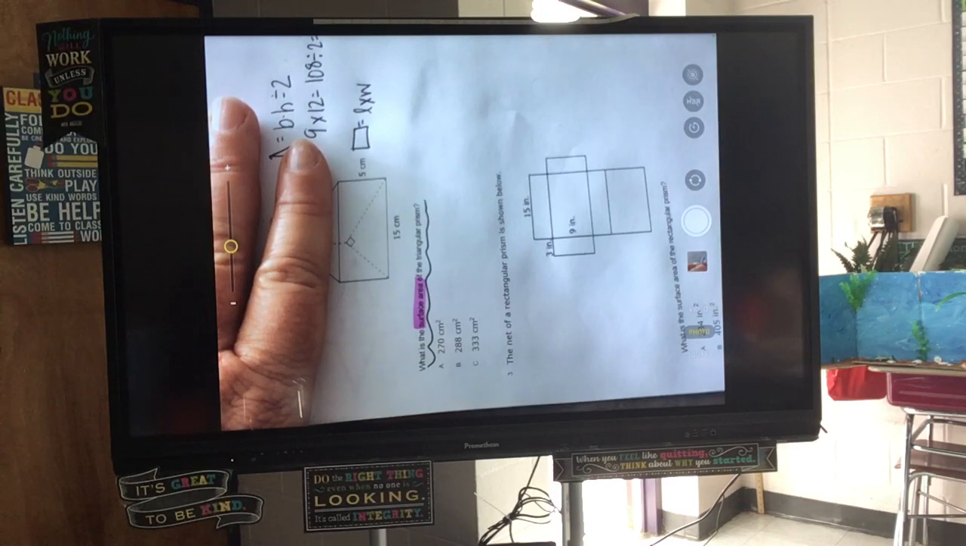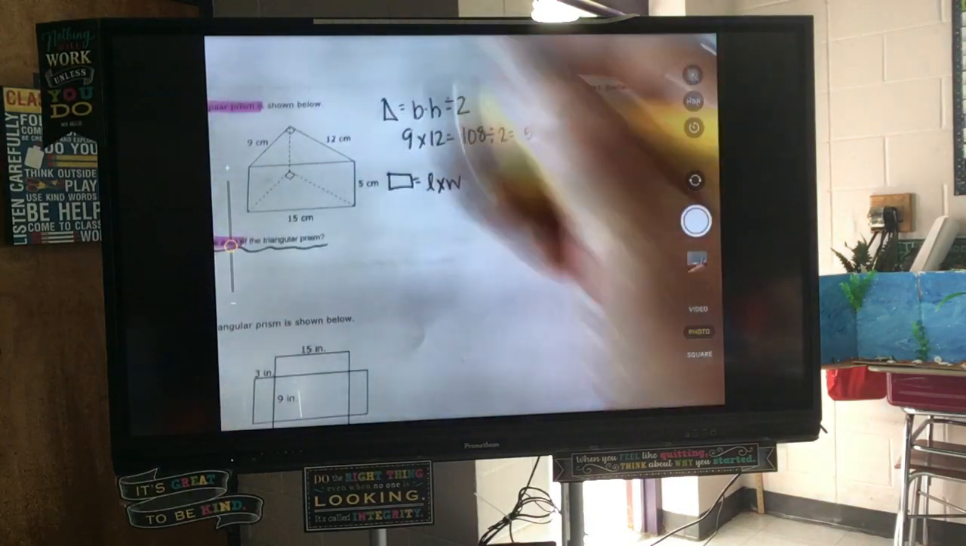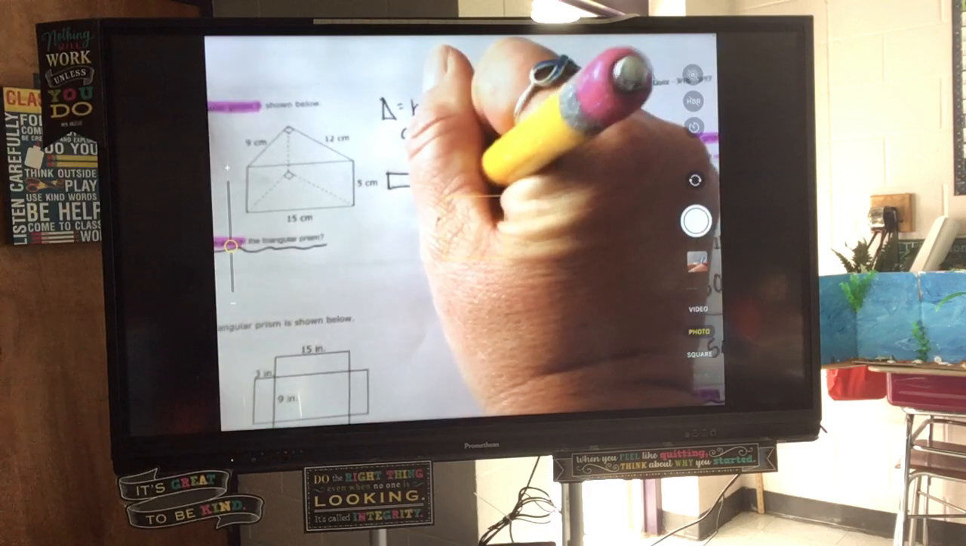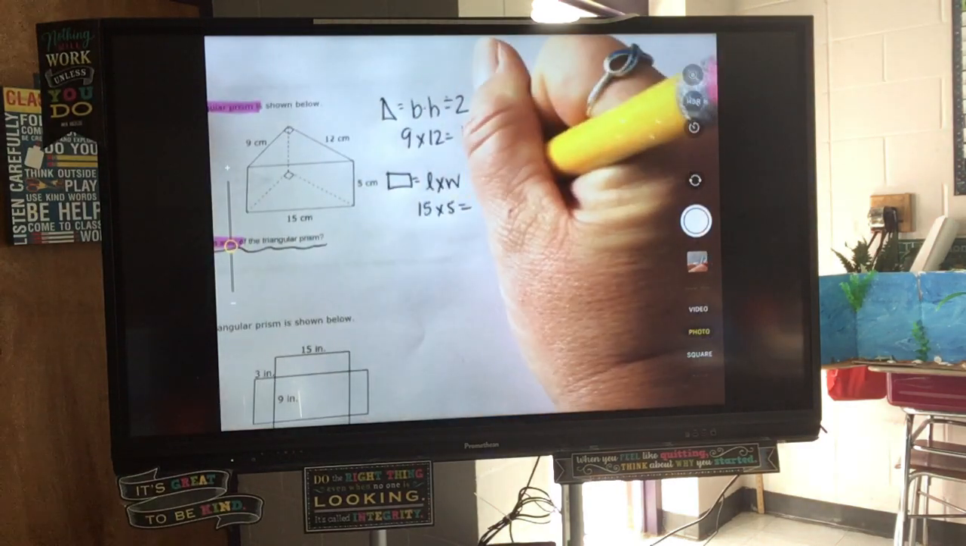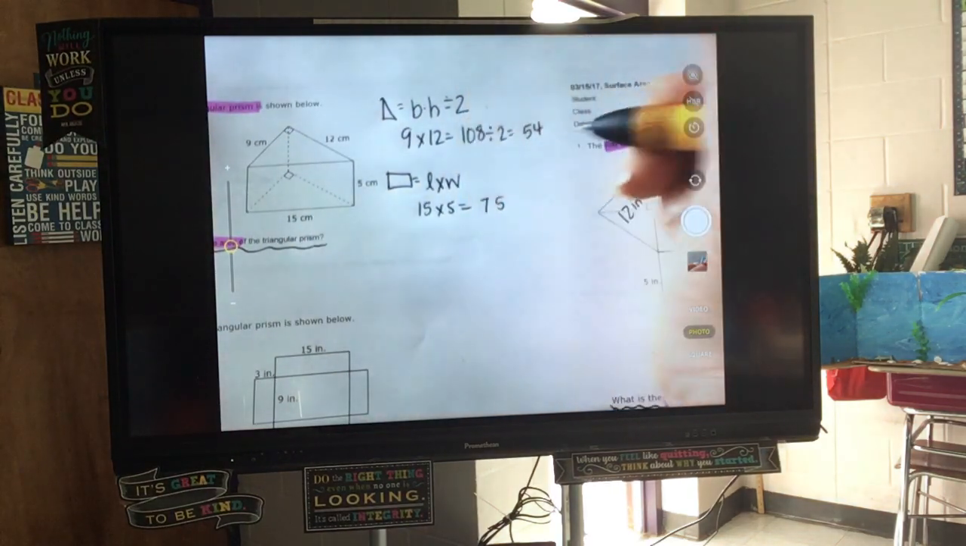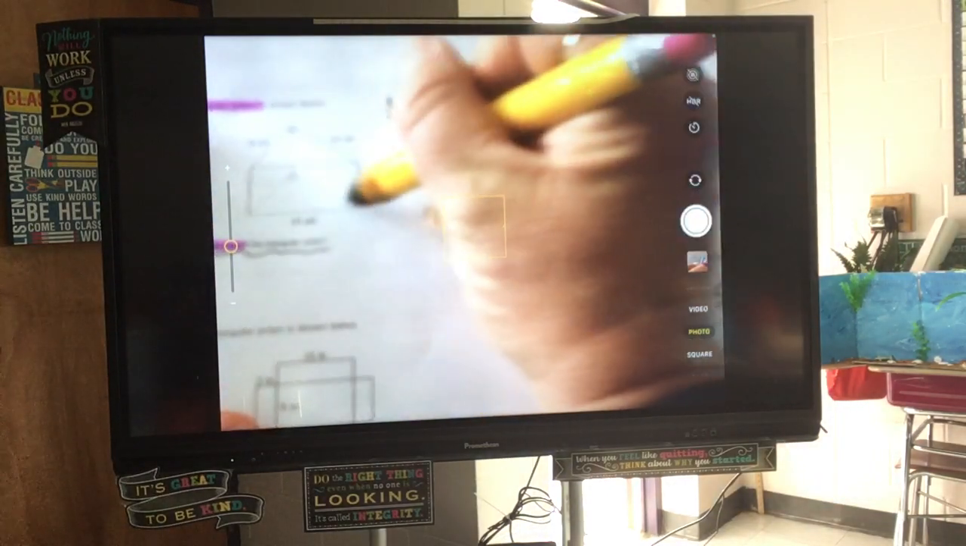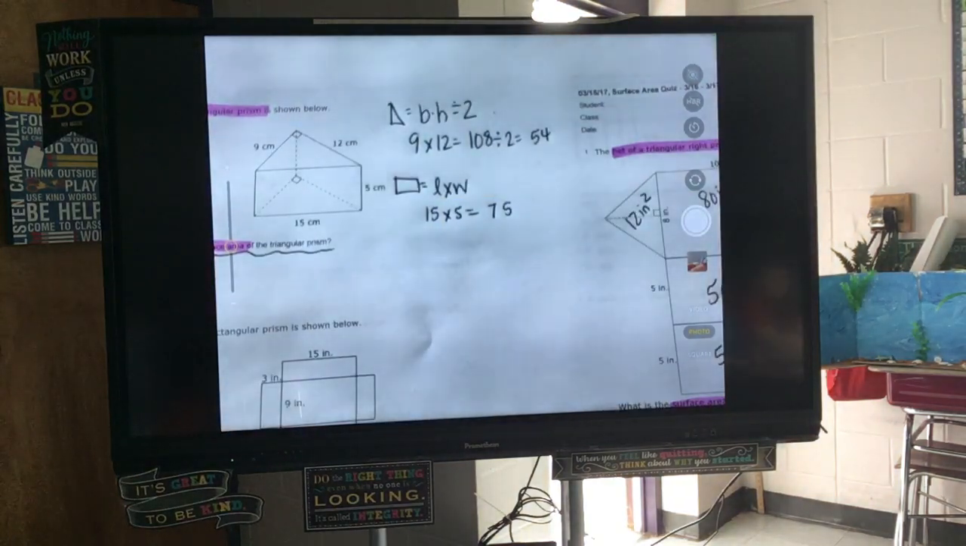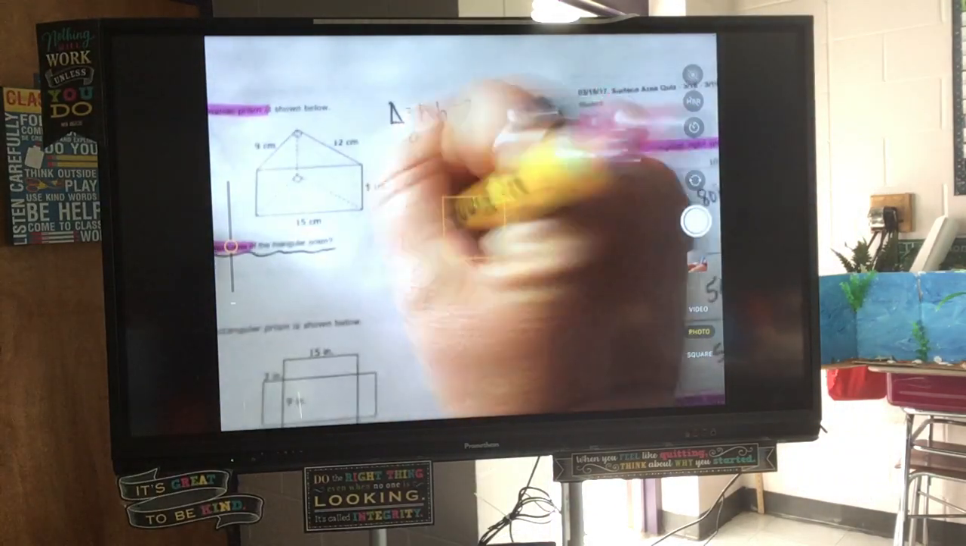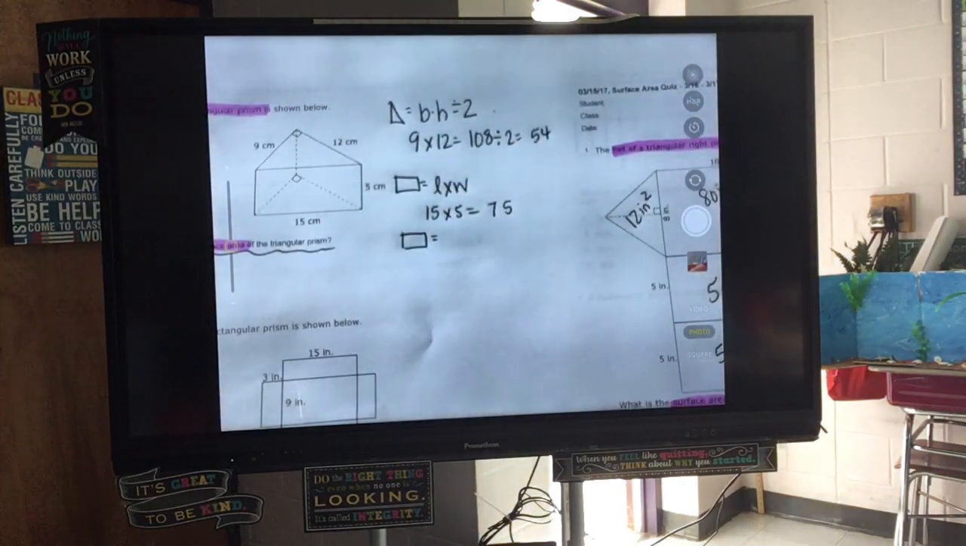Isabel. 5 times 20. All right, so I'm going to do 15 times 5, which gives me 75. So this front rectangle right here is 75. All right, so I found 2 triangles and 1 rectangle. I have how many rectangles left? 2 more. So I'm going to draw another one so I keep track, because these are different than the other rectangular prism we did, because all those were pretty much the same and easy to see.